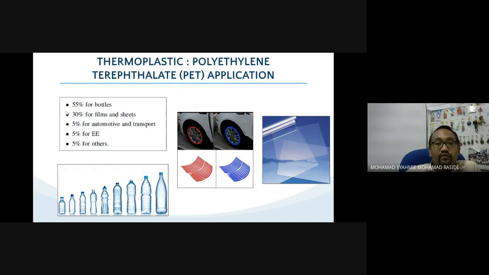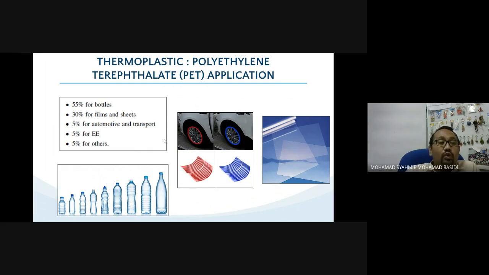First, 55% is made for bottles, drinking bottles. Okay, if you see the drinking bottles, they are made from PET. And then 30% for films and sheets, 5% for automotive and transport, 5% for electric and electronics, and 5% for others. But mainly PET is being used to make the water bottle.